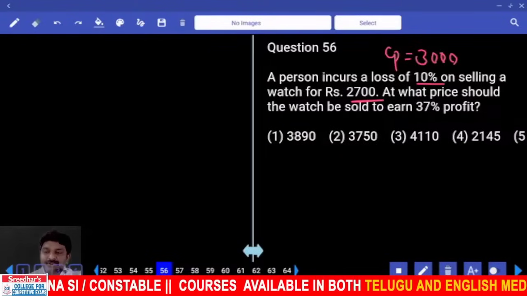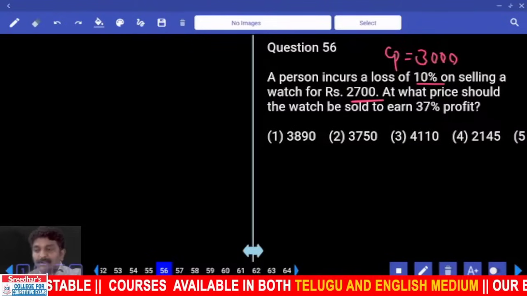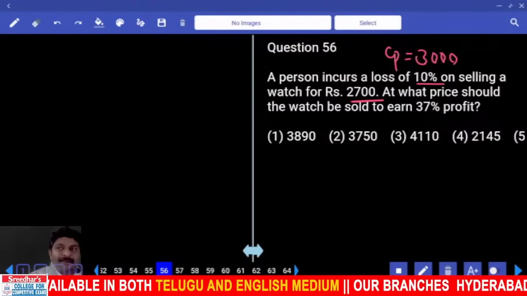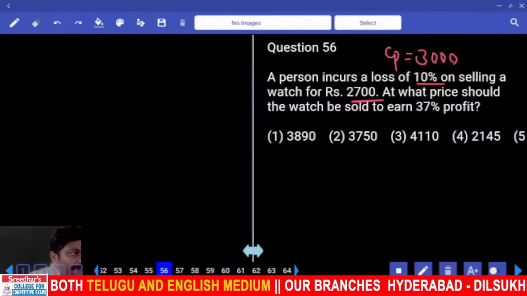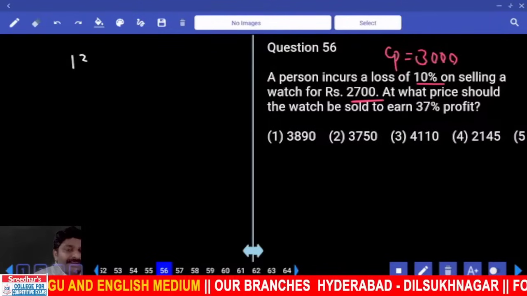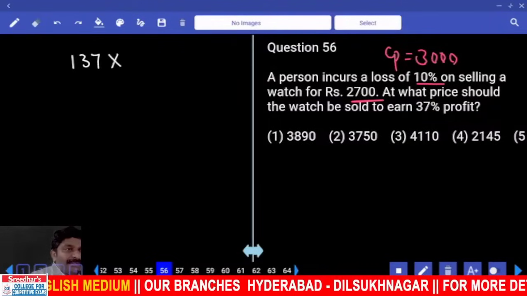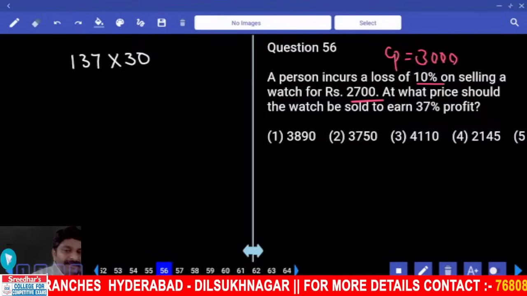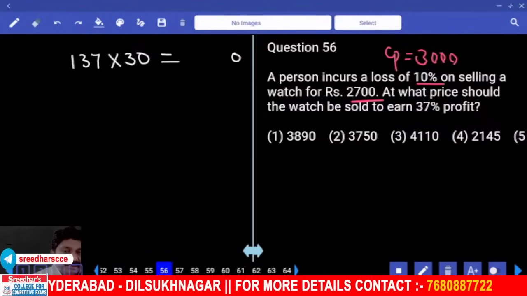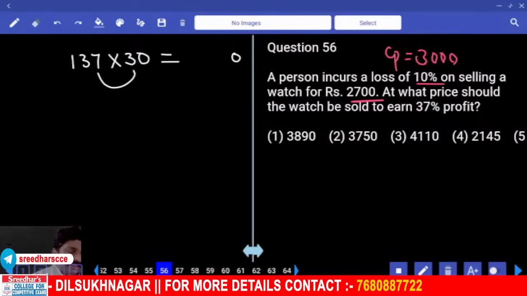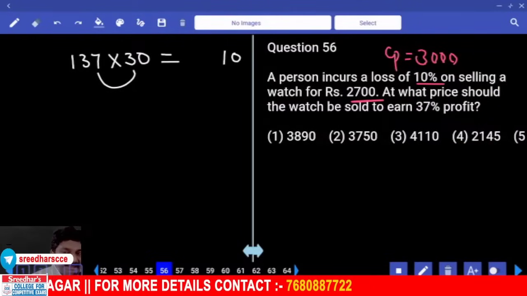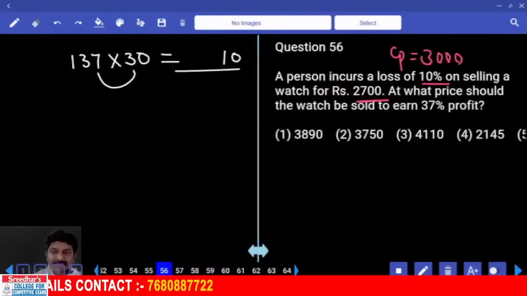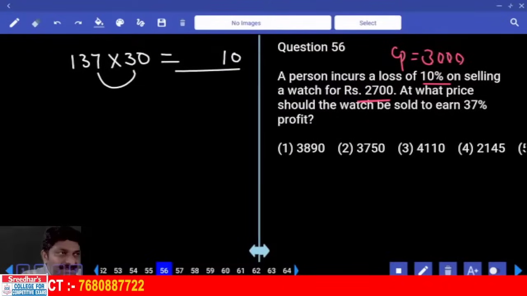At what price should the watch be sold to earn 37% profit? To get 37% profit, you have to sell it at 137%. 137 percent is 137 into 1% value, which is equal to 30. 30 has 0, I'll write 0. Leaving 0, last digit is 7 into 3, that is 1. Answer should end with 1 0. How many options are there? Only one. Third option, final answer.